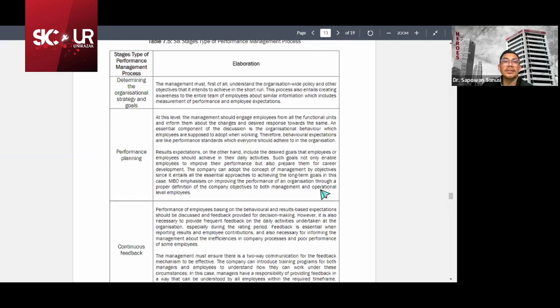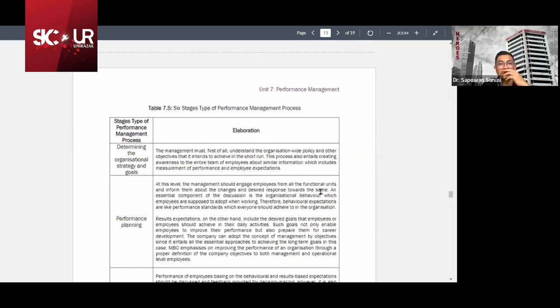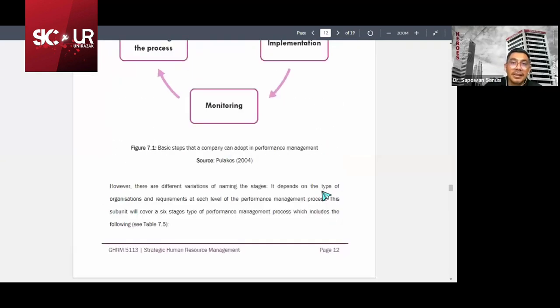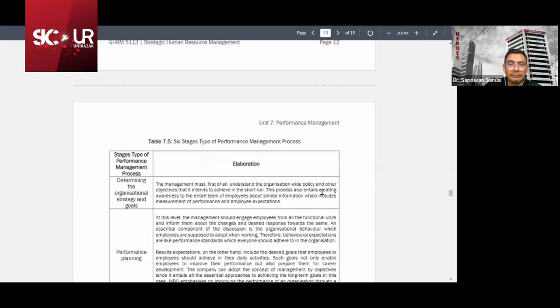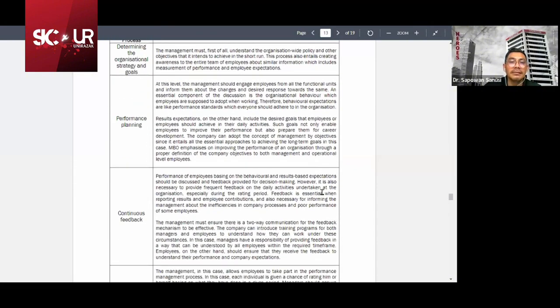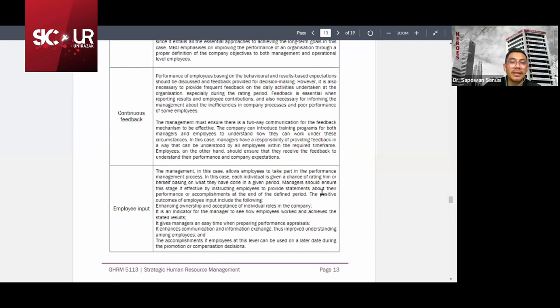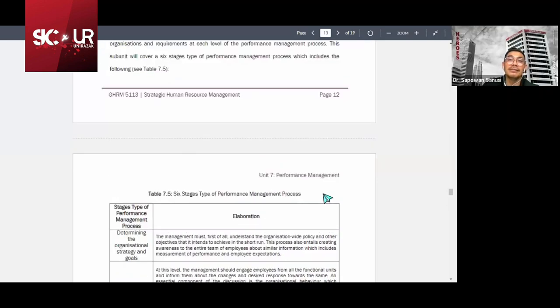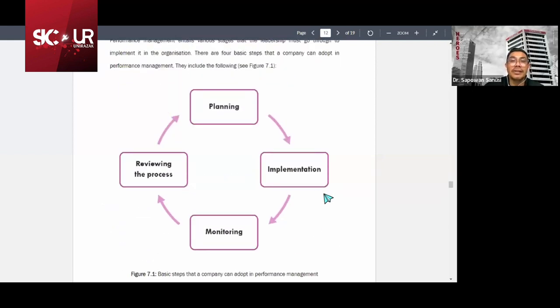Determination, the organization strategy and goals. This is the type of performance management process. Kita tengok daripada sini. Can performance planning, continuous feedback, employee input. Yang ini susah sikit guys untuk memahami. Kalau kita tengok dekat sini, it's very contradict.